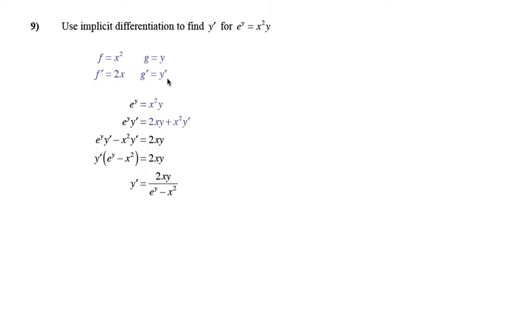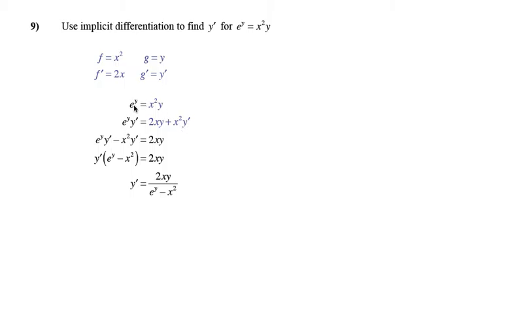Then, as we always do for the product rule, we arrange these in the f prime g plus f g prime arrangement, and so f prime is 2x, g is y, so this is 2x times y, and that's our first term here. We add that to f g prime. f is x squared, g prime is y prime, so that second term becomes 2xy plus x squared y prime.